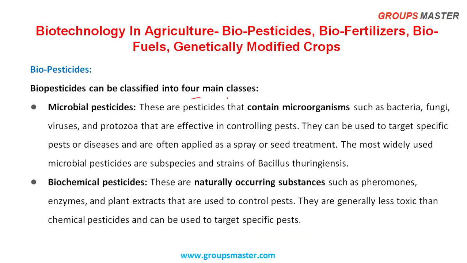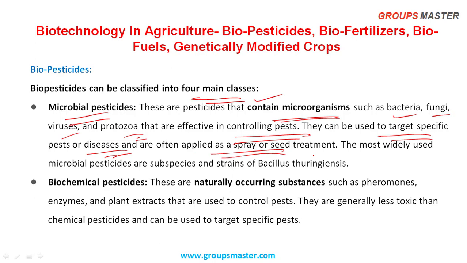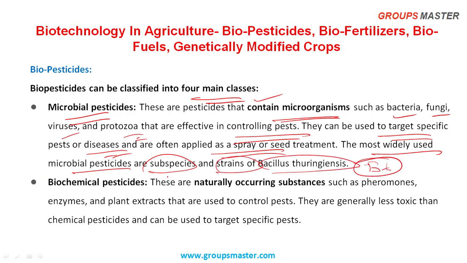Biopesticides can be classified into four main classes. First one is microbial pesticides. These are pesticides that contain microorganisms such as bacteria, fungi, viruses and protozoa that are effective in controlling the pests. They can be used to target specific pests or diseases and are often applied as spray or seed treatment. The most widely used microbial pesticides are subspecies and strains of Bacillus thuringiensis, BT.